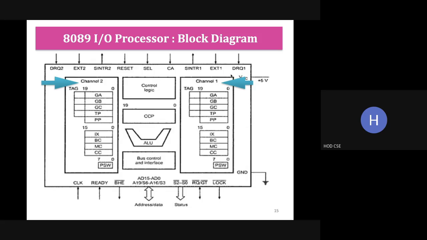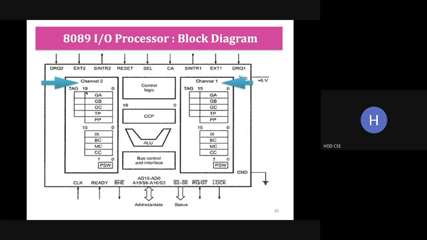Separate signals for channel 1, and we have the reset, and the select and CA combined together are used to select the channels. The channel attention signal must be 0, so that only if it is 0 can we select the channels. For the select signal, if it is 0, channel 1 will be selected, and if it is 1, channel 2 will be selected. At the bottom we have the signals clock, ready signal, BHE, the address and data bus, the status signals, the request and grant signals, and the lock signal. The lock signal is used to lock the peripherals.